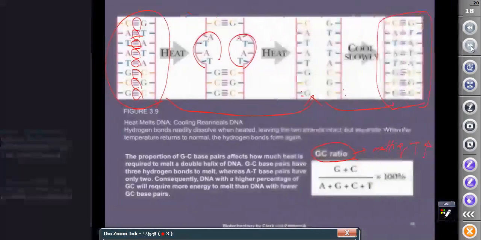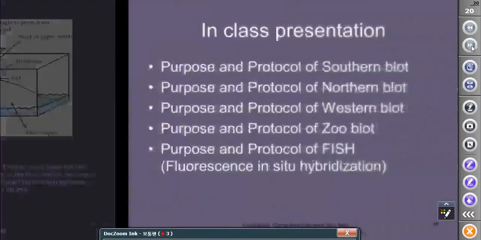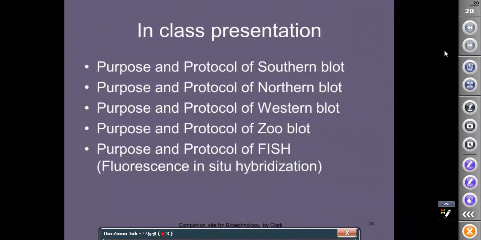That's it for this online lecture for this chapter 3. And in class, you have to give presentations on these topics. These topics will be discussed in the next class, of course, in detail, but you have to prepare the contents of these titles. Purpose and protocol of Southern blot, purpose and protocol of Northern blot, purpose and protocol of Western blot, and Jew blot and FISH.